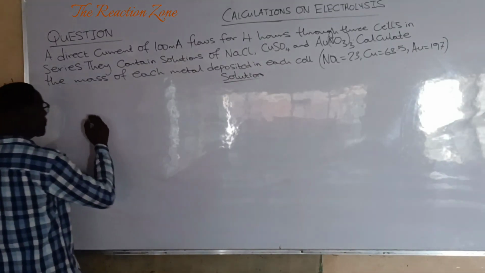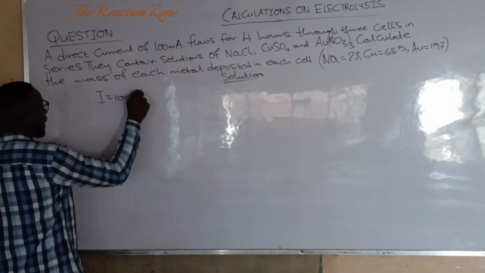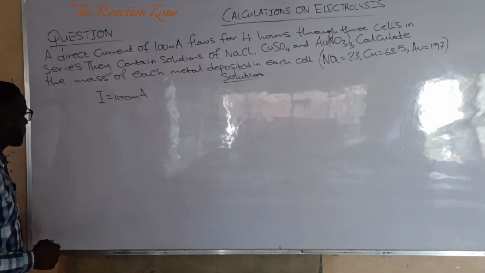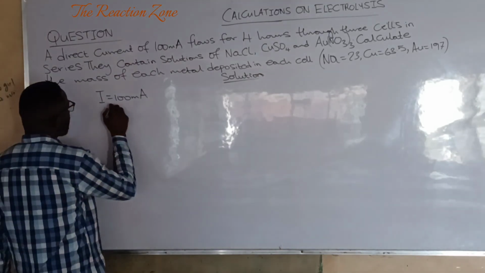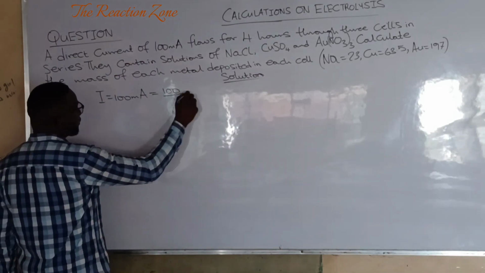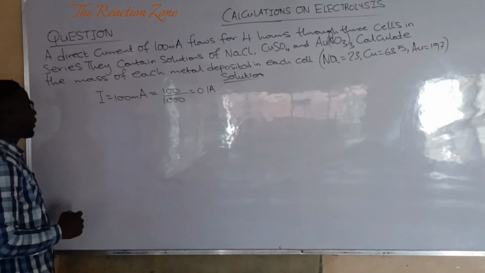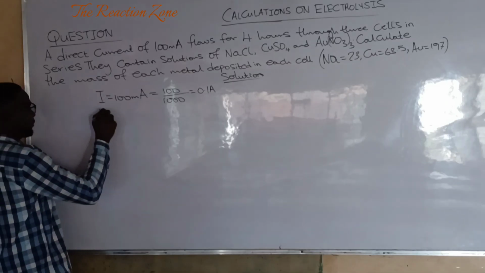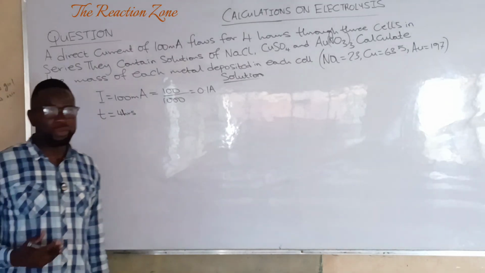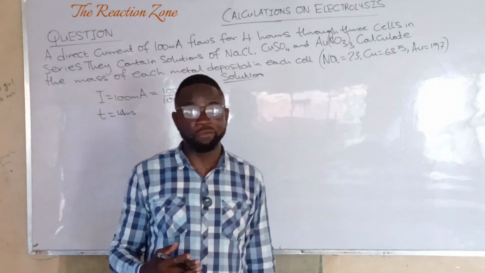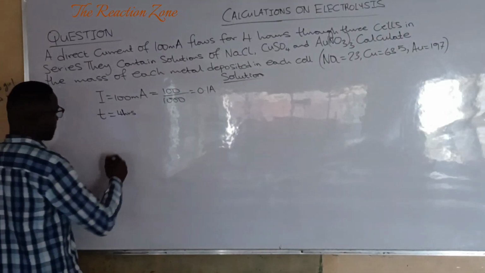So according to this question, current is 100 milliamperes. And the standard unit for current in electrolysis is amperes. So I'm going to convert this to amperes by dividing it by 1000, and this is going to give me 0.1 amperes. Now the next thing is time. Time is given in hours, 4 hours. But the standard unit of time when solving questions involving electrolysis is seconds. So I have to convert 4 hours to seconds.